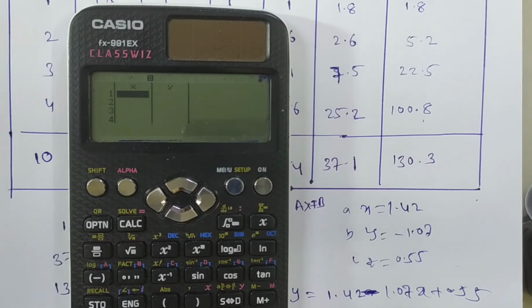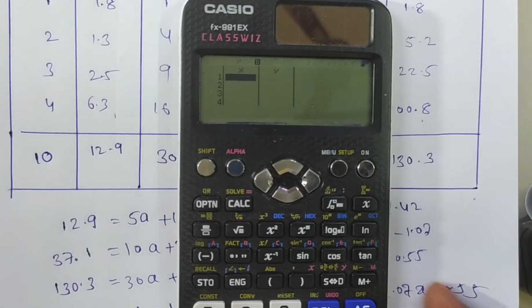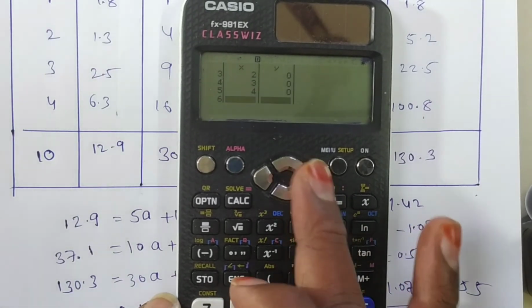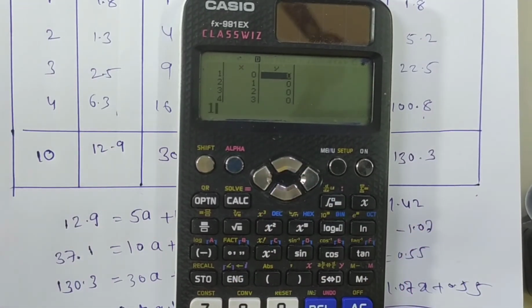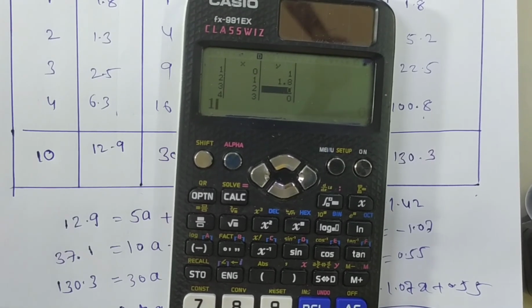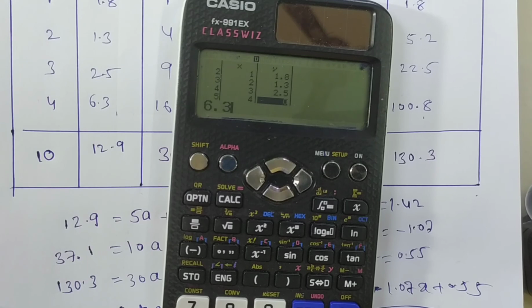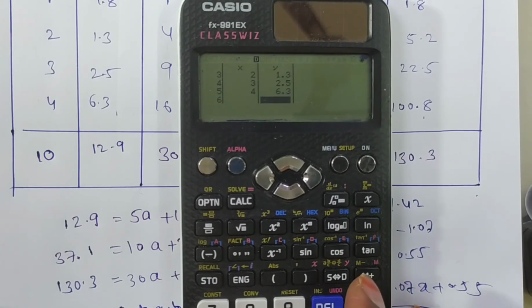Now you have to give the X, Y values. Now I am giving the X values: 0 equal to, 1 equal to, 2 equal to, 3 equal to, 4 equal to. Next the corresponding Y values: 1 equal to, 1.8 equal to, 1.3 equal to, 2.5 equal to, 6.3 equal to. Again you have to cross check. If you have made any mistake, then the solution will be wrong. Now you press AC.